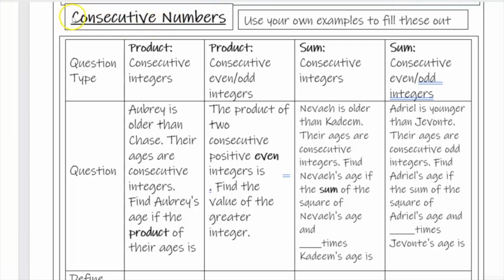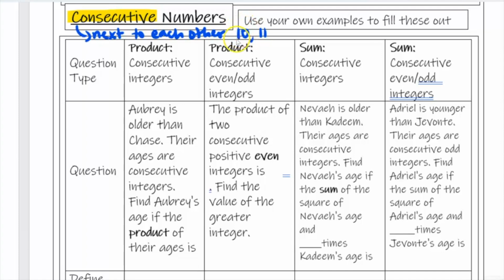All right, so I want to take a look at consecutive numbers. And before we even move forward, let's define consecutive. Consecutive means right next to each other. And since we're talking numbers, if I gave you the number 10 and asked you what is the next consecutive whole number, the next number would be 11. That's what consecutive means, right next to each other.